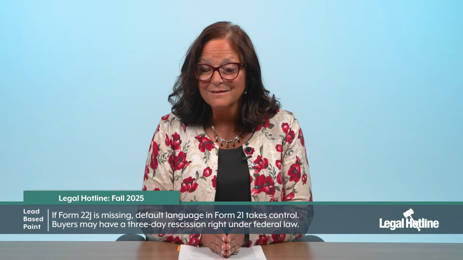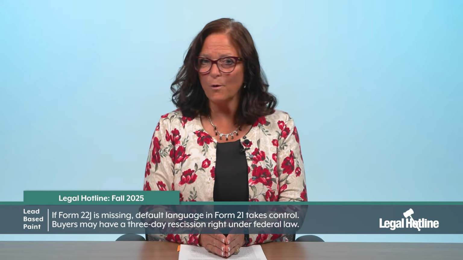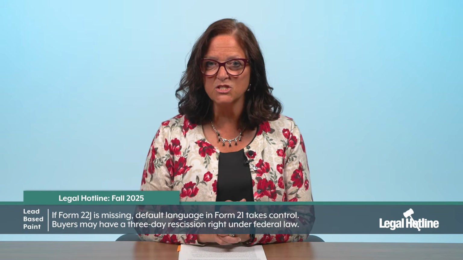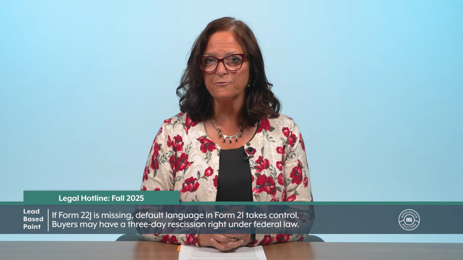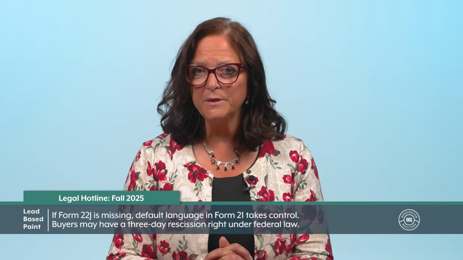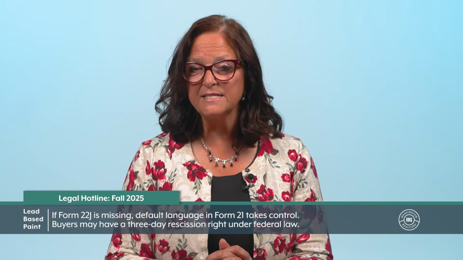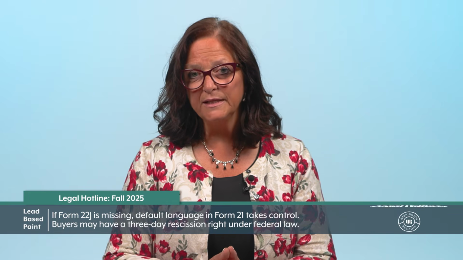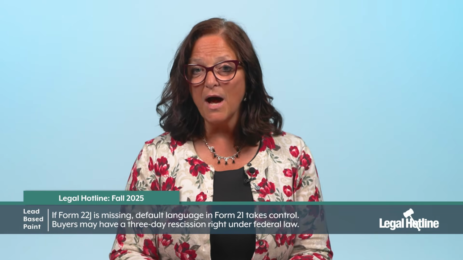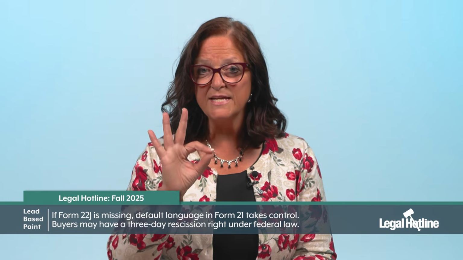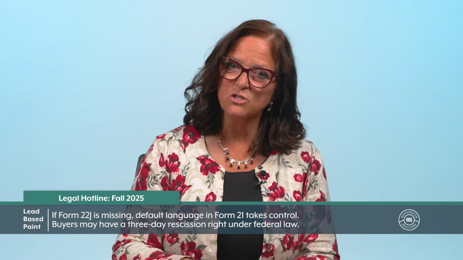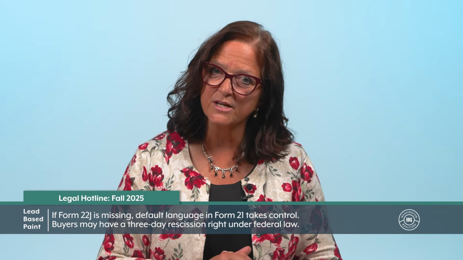So what if it wasn't? What if the listing broker had failed to upload the 22J as an attached document? Or what if the buyer broker failed to access it and incorporate it in buyer's offer? Then the boilerplate language of Form 21 takes over. And the boilerplate language of Form 21 says with respect to this issue that buyer has a 3-day right of rescission once the 22J is attached to the transaction.